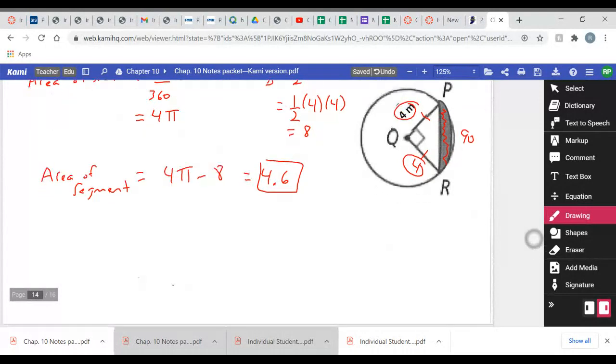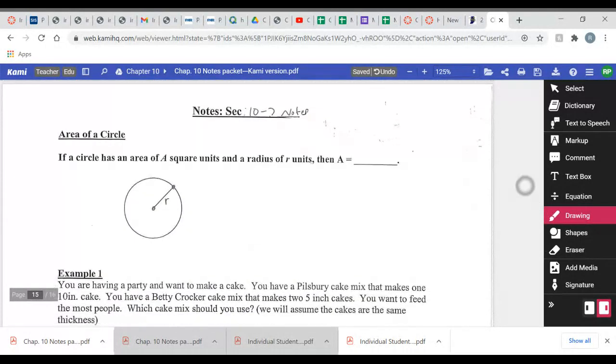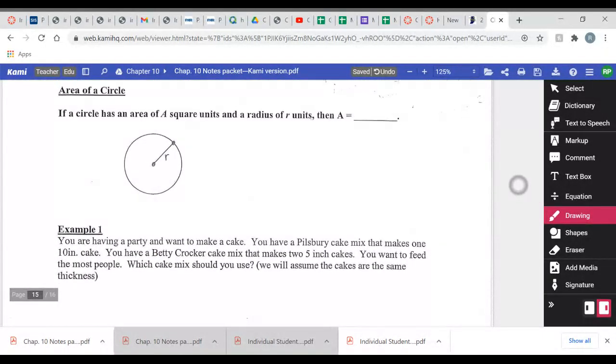All right, page 2 down. Good job. All right, more section 6.7 notes. Just some other different type problems that are good to go over. So here it says, as part of this is a little review here. If a circle has an area of A square units and a radius of r units, then A equals pi r squared. So again, that's just reviewing over the area formula again.